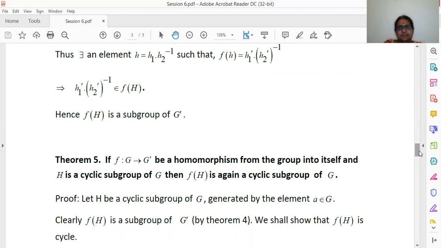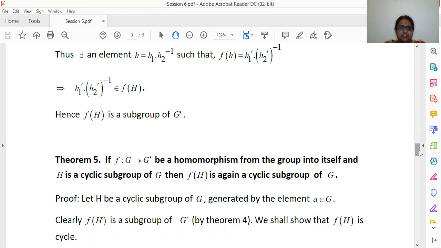So here it is given that f is a homomorphism, that is, for any two elements a, b belonging to G, f of a dot b is equal to f of a dot f of b for all a, b belonging to G. And another thing they have given is H is a cyclic subgroup of G. So basically it has to be a subgroup, then it has to have the property of a cyclic group. Subgroup means when H is a subgroup of G, H has to be a subset of G and it has to be a group by itself under the same binary operation as that of G. And cyclic subgroup means it has to be generated by a generator.